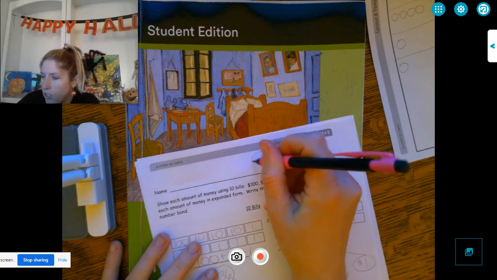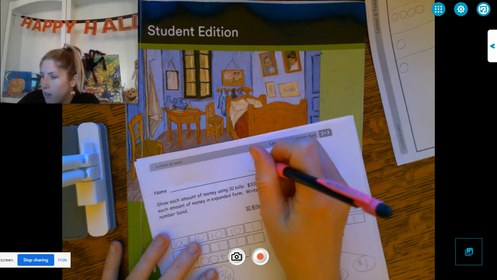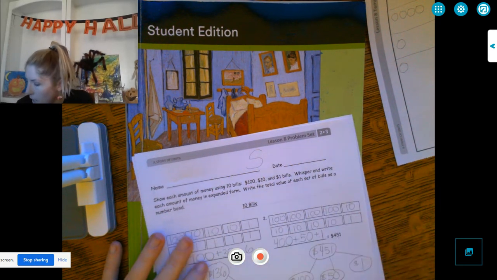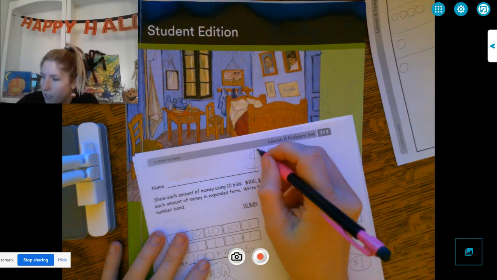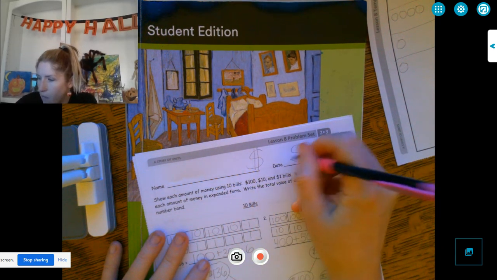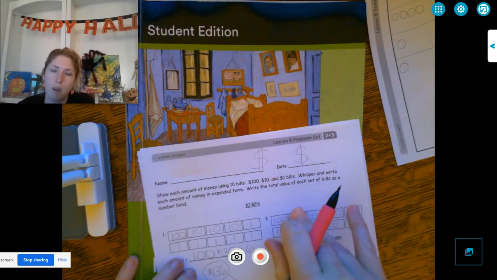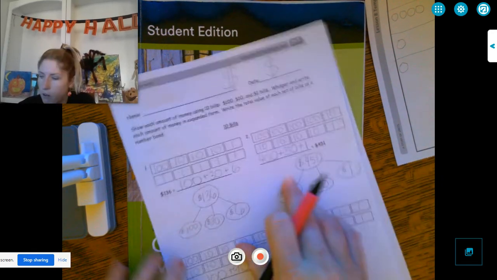To make a dollar sign, I should have told you guys, I thought you probably learned last year, you just make an S and then you put a line through it. If you see them, they just put 1. Mine, I'm always putting 2 like that. It looks like on the math page, they're just doing 1. So you could just do 1 line. So just make an S and put a line through it for the dollar sign.